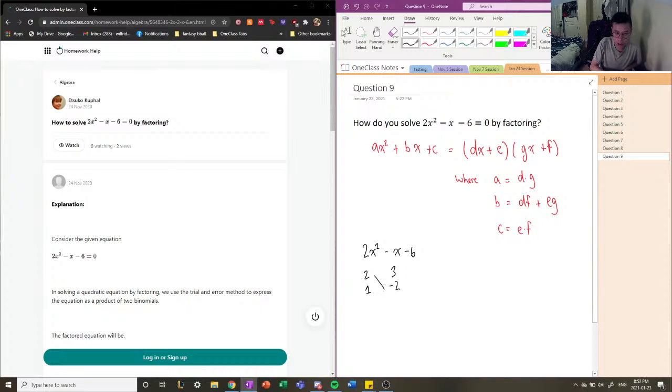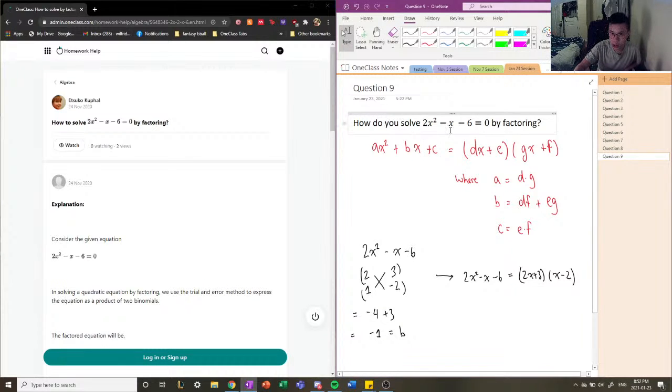And now here's where the cross multiplication part comes in. We cross multiply them, so that we're going to have 2 times -2, which is -4, and 3 times 1, which is going to be 3. And if we add those together and we get our middle coefficient, which is equal to b, then we know that these are the factors, 2, 3, and 1 and -2. So therefore, 2x squared minus x minus 6 is equal to 2x plus 3 times x minus 2.